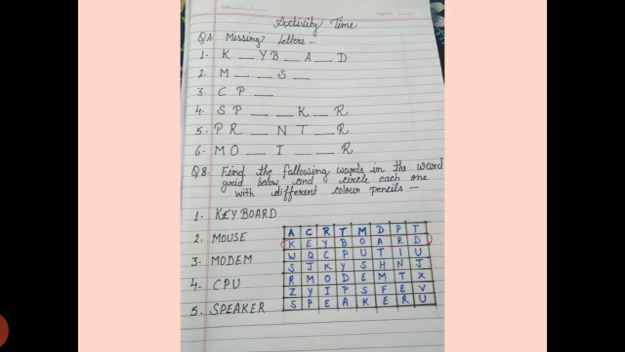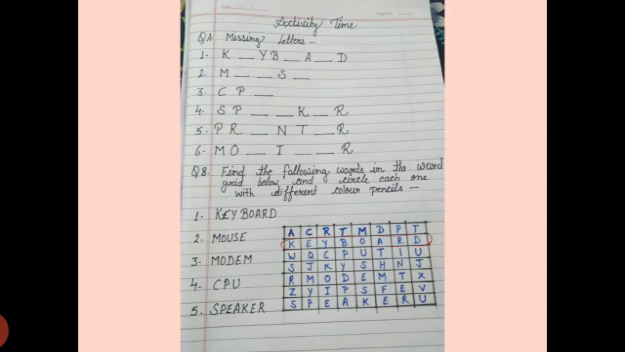Now the second one. M dash dash S dash. What is this? Again tell me. Which is having a tail? Very good. Mouse. Now the third one. CP. Yes, Shreya. U. CPU. Very good.